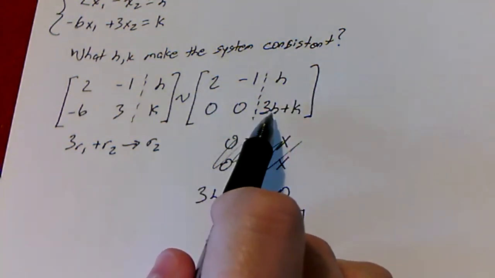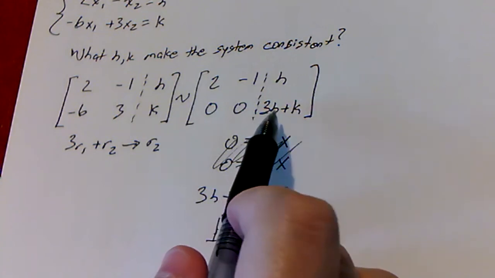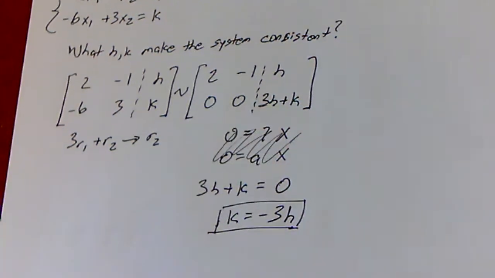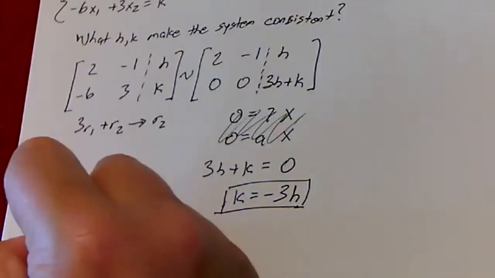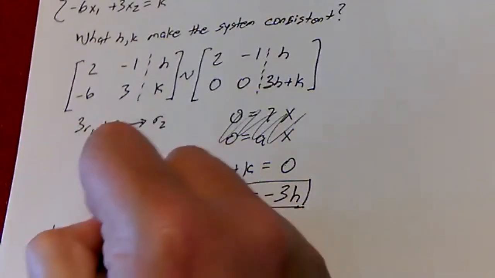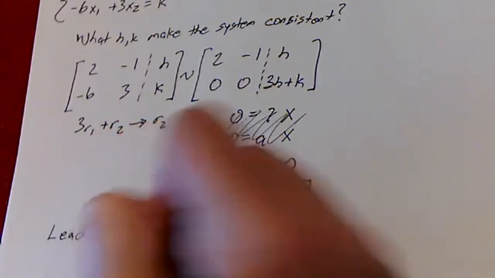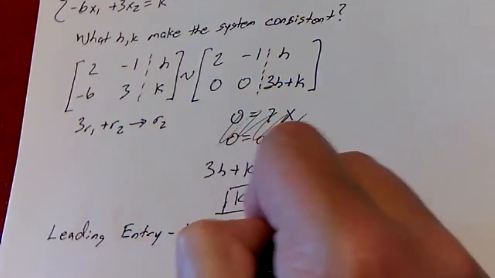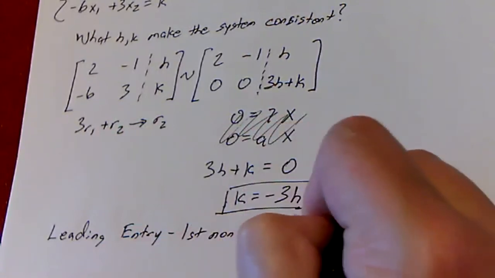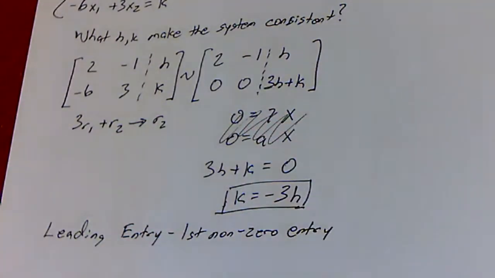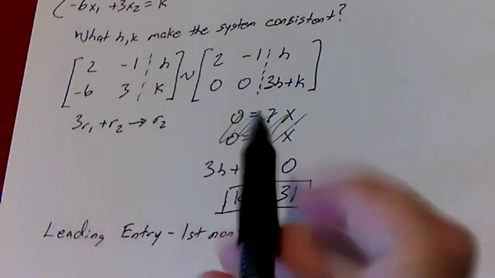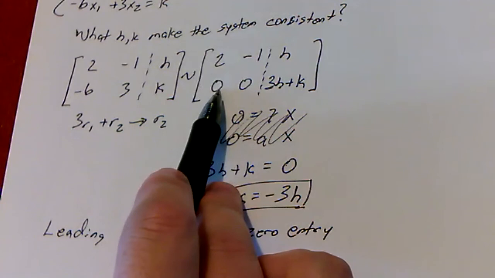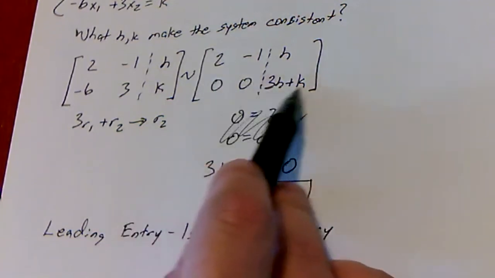So to be a consistent system, you can't have the leading entry... Okay, so I used a new term there. I told you there's a lot of vocabulary in these early sections. So the leading entry is the first non-zero entry. Leading entry: first non-zero entry. So as I look here, 2 is my leading entry in the first row. But in the second row, the leading entry is this 3h plus k.